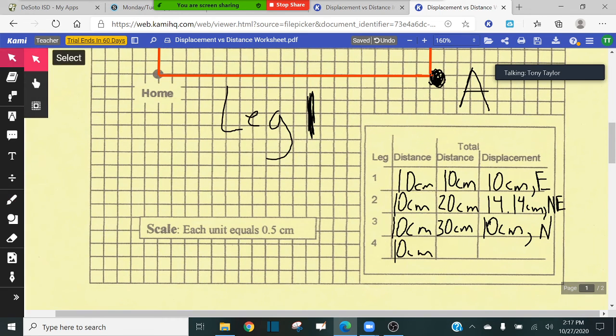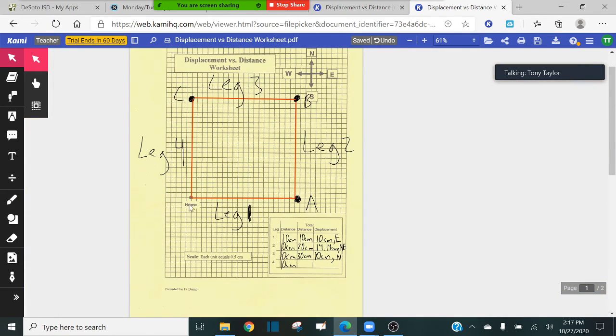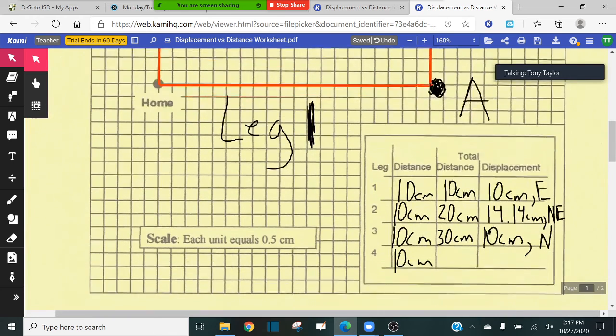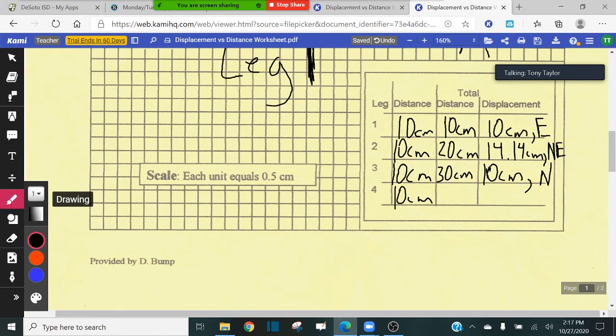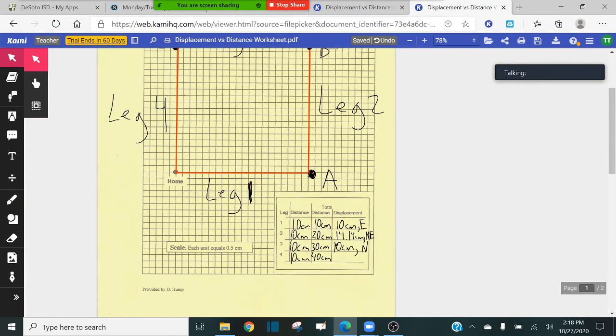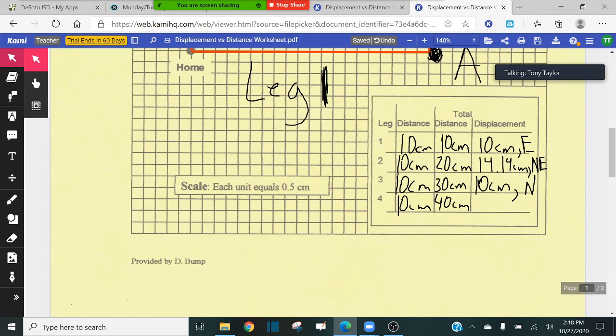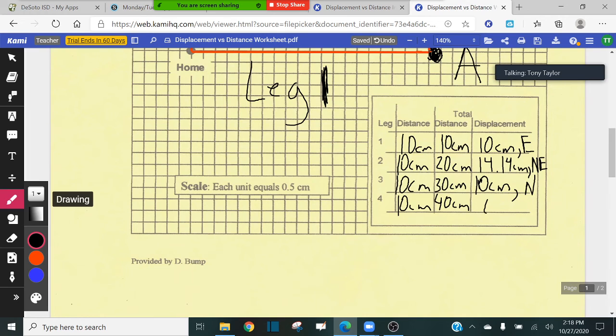Okay. Now, someone tell me, what is the total distance we traveled since we started from our initial point? We went here, here, here, and here. 40 centimeters. Yes, thank you, Amaya. 40 centimeters. Okay. But guys, what is our displacement? Anyone know? 0. 0, exactly, because we came back home. We're back at our starting point. So our displacement is now 0.